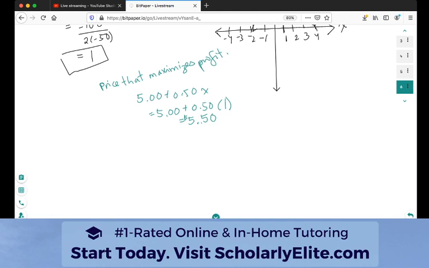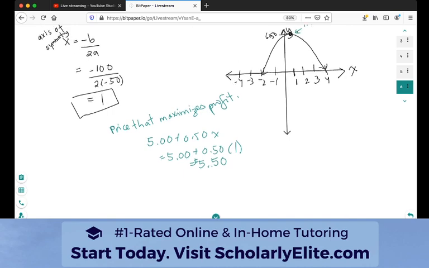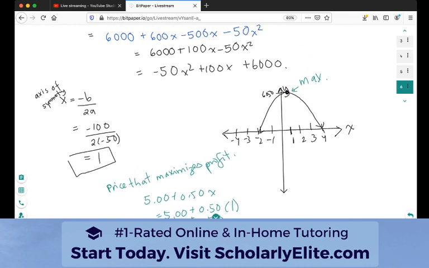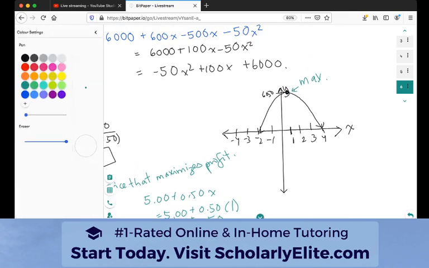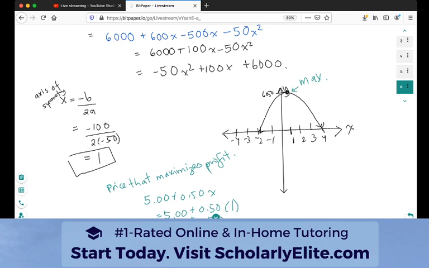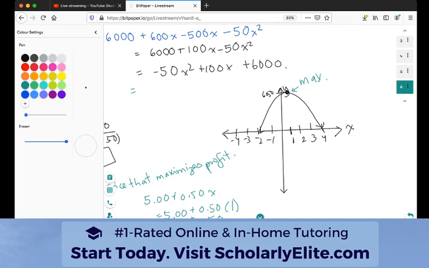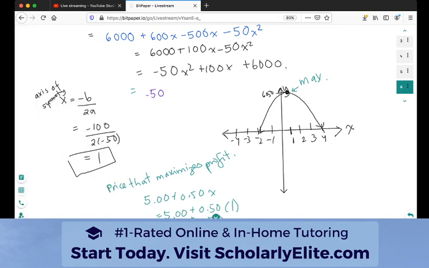And then if you want to know what the maximum profit would be, you just plug in 1 into this fully fledged equation here. So we just go ahead and go, I thought I changed the color, there we go. It would be negative 50 times 1 squared plus 100 times 1 plus 6,000, and that comes to 6,050 as our y.